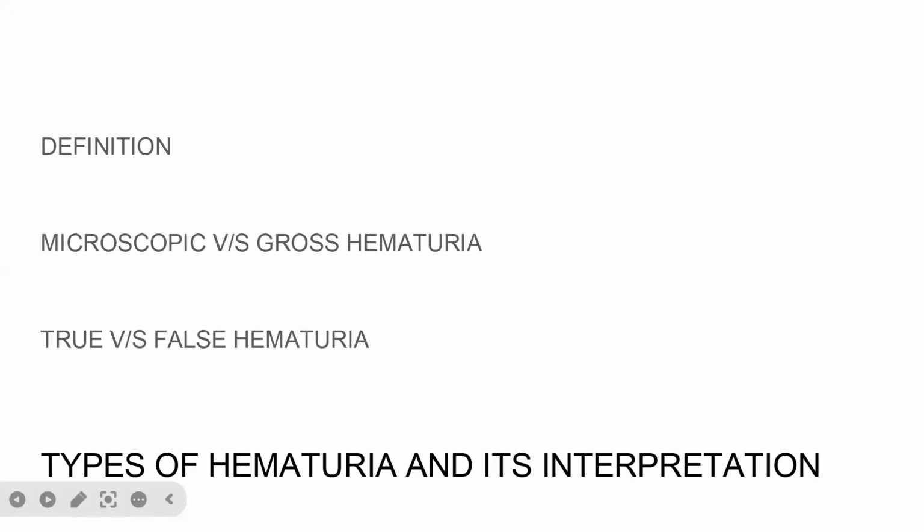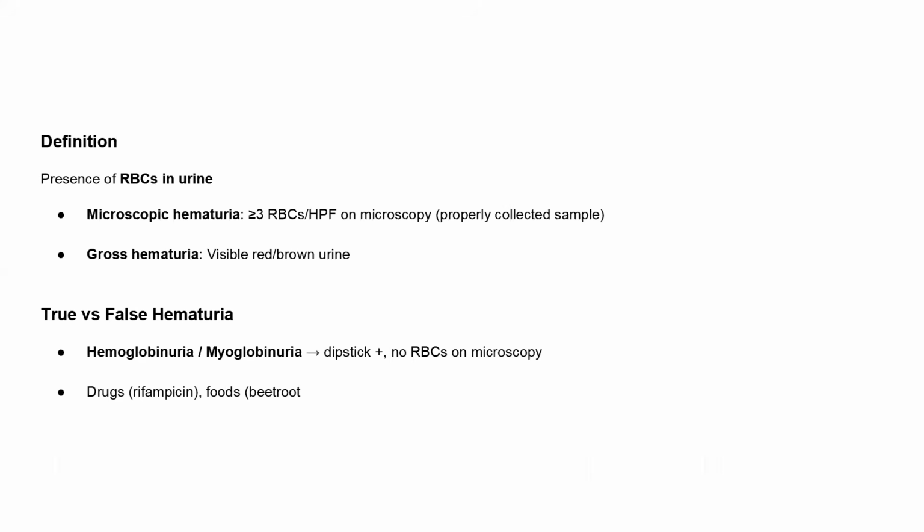Harshu? Yes, sir. So today we are continuing with last week's discussion on symptomatology, and we are continuing with the topic of hematuria. In hematuria, we want to go through the definitions, the difference between microscopic and gross, true versus false, and then describe the types of hematuria and the interpretation that can be there. So, Harshu, what we have decided is that we will discuss a few slides. Yes, sir.